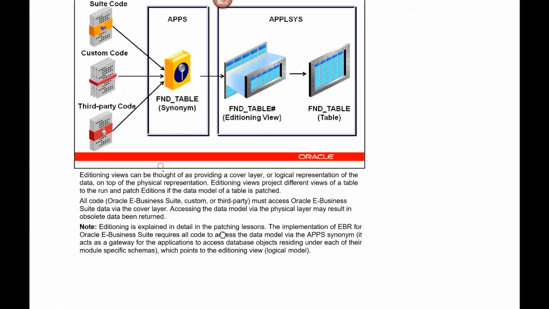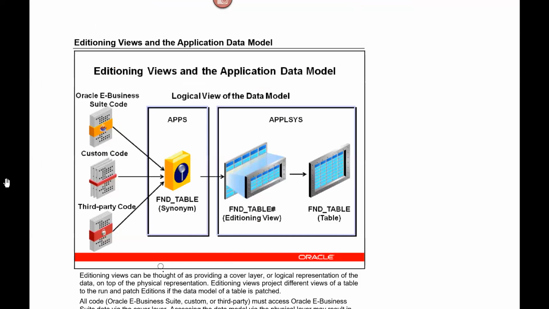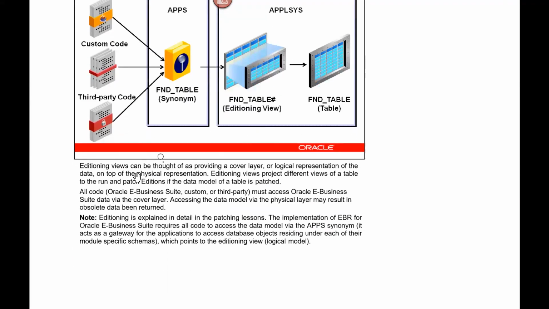Right. So you see, actually they are covering here only editioning views and the application data model. So if the table is like an FND table, one will be an editioning view, and one will be the FND table. Like how it is maintaining. So if you take editioning views and the application data model, you'll have a view and a table. So this is the editioning view.